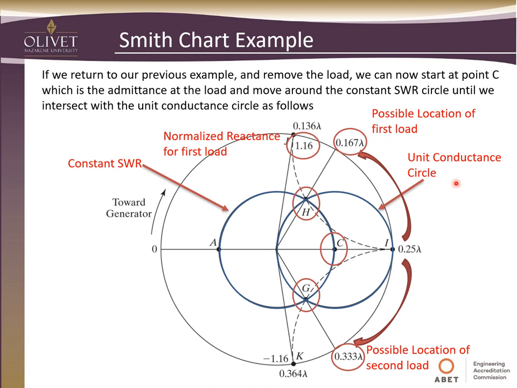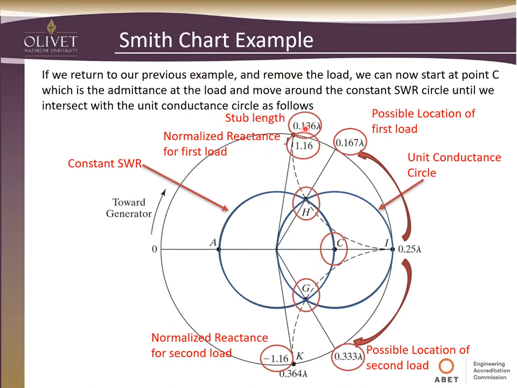So once we find that location, what do we need to do? Well, remember, we want to slide around this circle until we get to the center. The way we did it before was, if we put different loads on, we start picking different constant imaginary circles. So we want to finally get to the point where we're down to basically the horizontal line. And so you can see, if I put a load of 1.16 at this location, that's going to make me slide around. See this line, it'll become more tangent with that line, and slide around until I hit the center. Same thing on the bottom. We get negative 1.16, the normalized reactance for the second load.